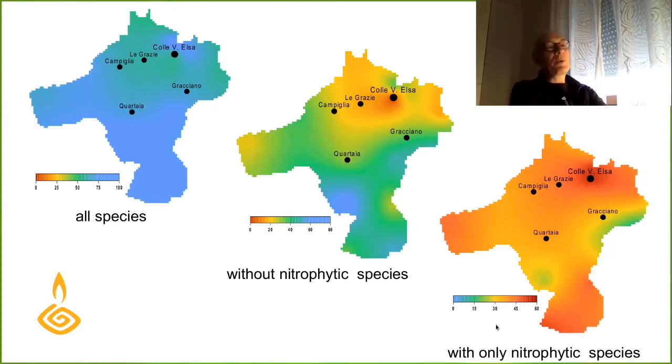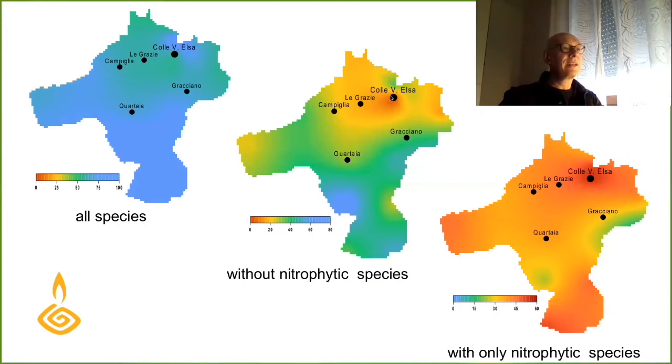But we thought that we can use the nitrophytic species, not only removing them from the calculation, but calculating another index, the index of the biodiversity of nitrophytic lichen species. So we have another map. And you see here the map of nitrophytic species, where the nitrophytic species are more, you have more eutrophication. This is the map of eutrophication, nitrogen pollution.